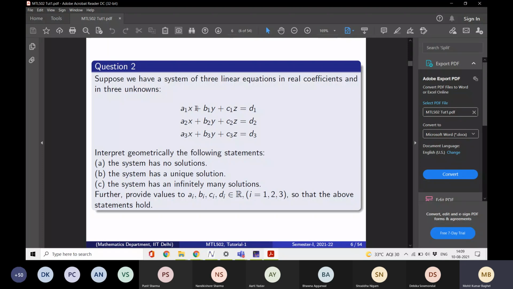One can notice that the three lines, actually these are not lines, these are planes. Yes, so these are planes.